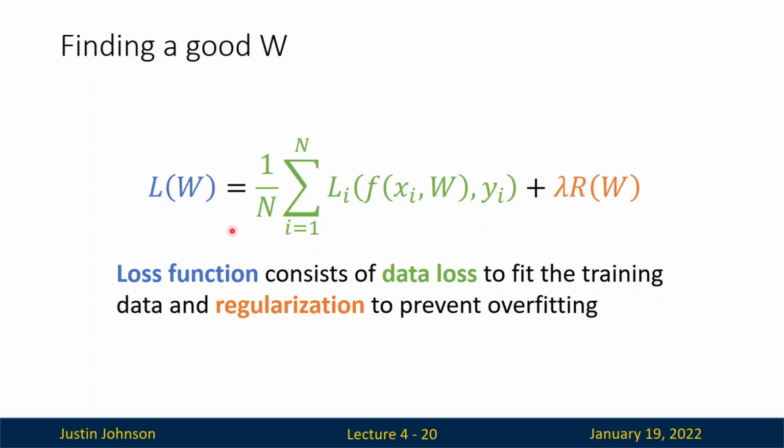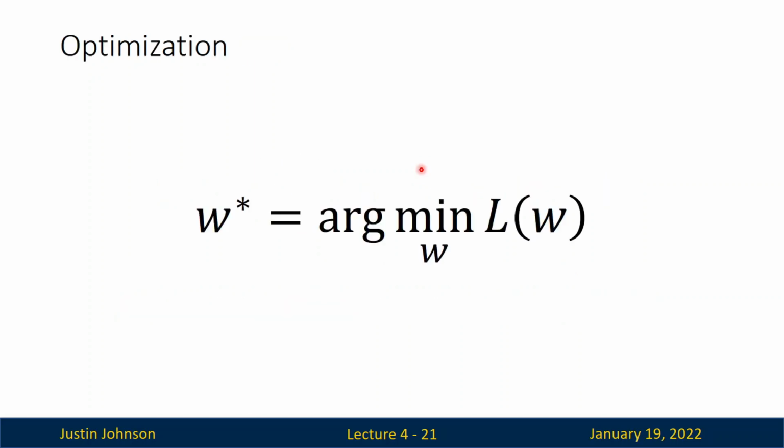Okay, now we have the regularization term and we have the loss term. What we are going to do is to find a way to minimize the loss, to figure out what the parameters should be. This is the optimization problem. Given a function, we are going to find the best set of parameters to optimize it.